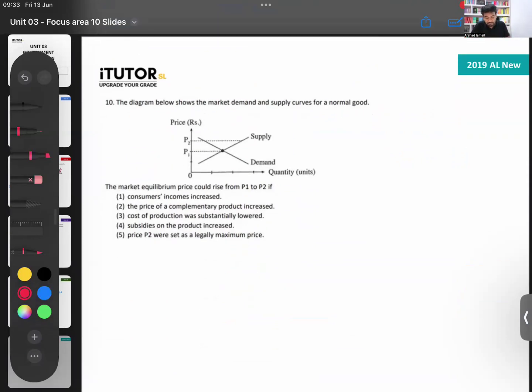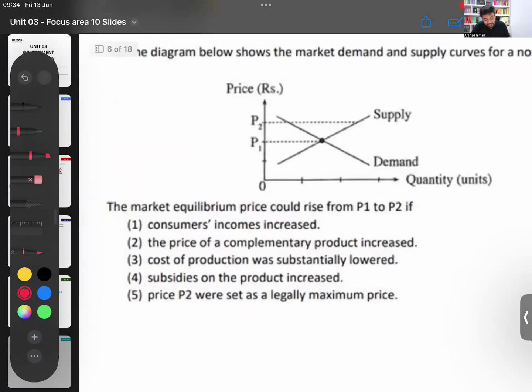They're saying the diagram below shows the market demand and supply curves for a normal good. The market equilibrium price could rise from P1 to P2 if what happens? When will the market equilibrium price rise? If consumers' income increases, if the price of a complementary product increases, cost of production was lowered, subsidies was increased. This is the same question that was there in the tute as well, right? How can the market price rise from P1 to P2?